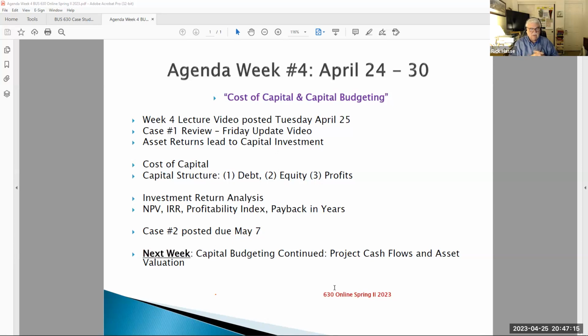The bottom line of all this is to prepare a spreadsheet, which I give you the template, and complete a case number 2 capital budgeting analysis. You have 2 weeks for this case work. It is not due until Sunday, May 7th.